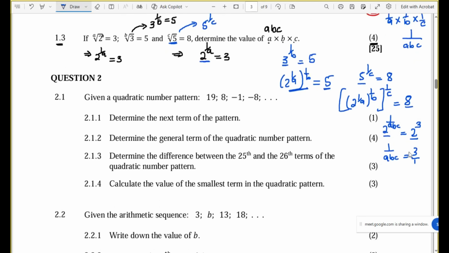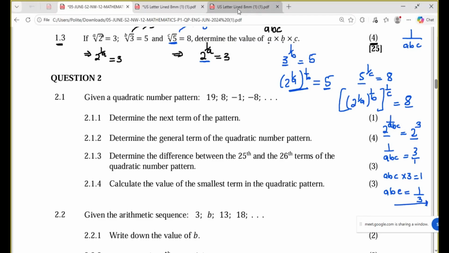Then I can cross multiply and say A, B, C times 3 equals 1. But look at this. We are looking for A, B, C. I'm just going to divide both sides by 3 to find A, B, C as 1 over 3. Guys, I'm not sure if this method is wrong. What do you guys think?